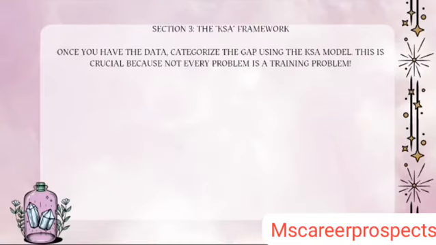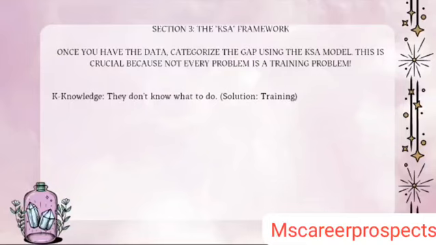Section 3. The KSA framework. Once you have the data, categorize the gap using the KSA model. This is crucial because not every problem is a training problem. K, Knowledge: they don't know what to do.